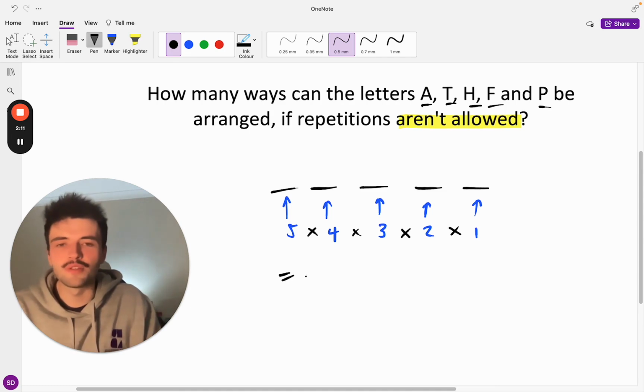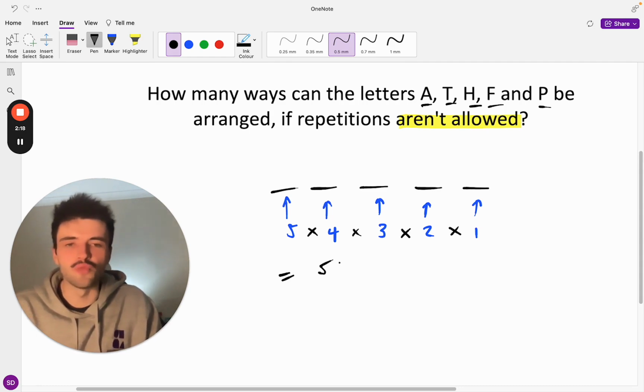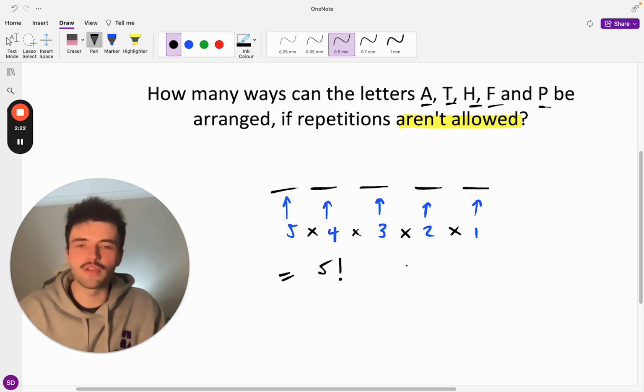And this is equal to something called a factorial, where you start with the highest number and multiply all the way down to 1, and we indicate that with an exclamation mark. So this is what's called 5 factorial.